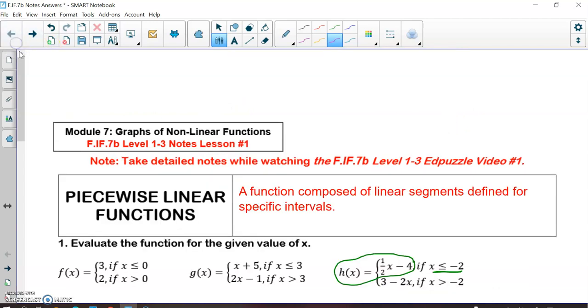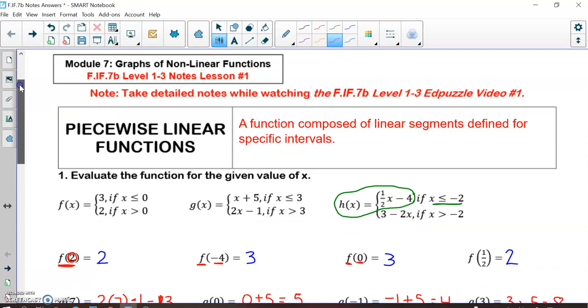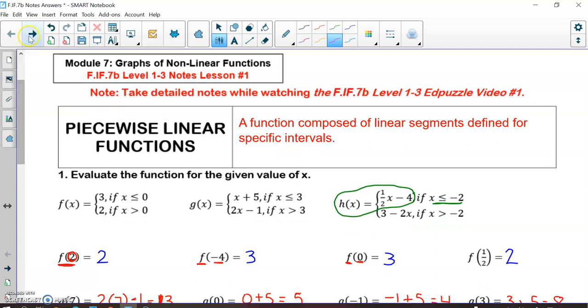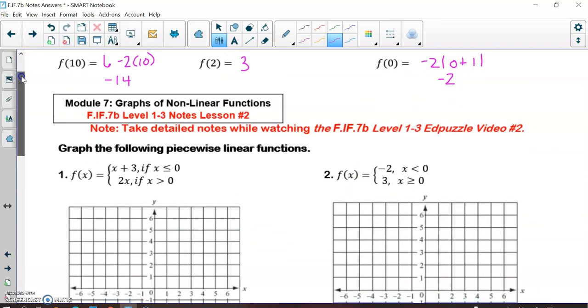All right, that brings us to the end of this lesson, which is evaluating piecewise linear functions. In the next lesson, we are going to be graphing piecewise linear functions.